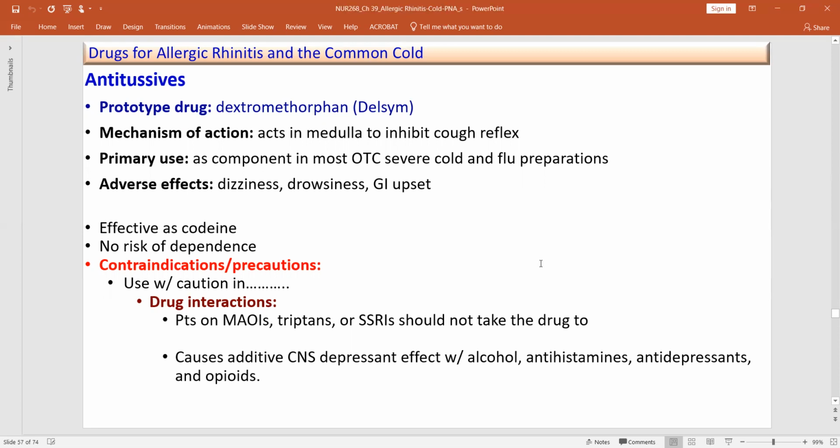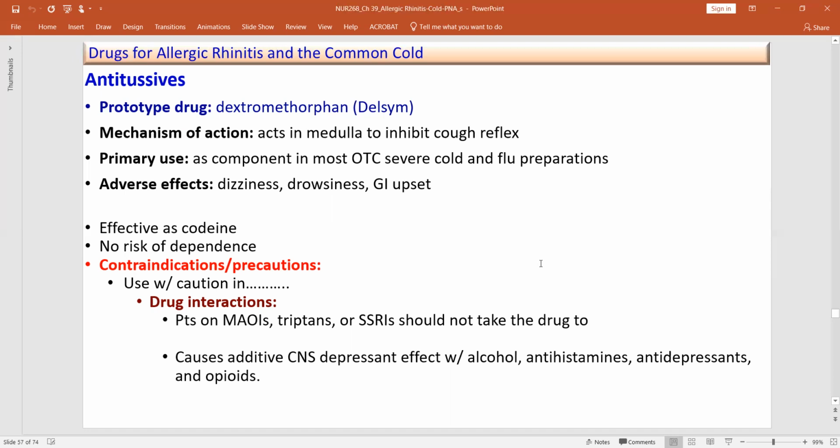So the antitussives are the drugs that suppress the cough reflex. And they are contraindicated, or should be used with caution, in patients with liver impairment.